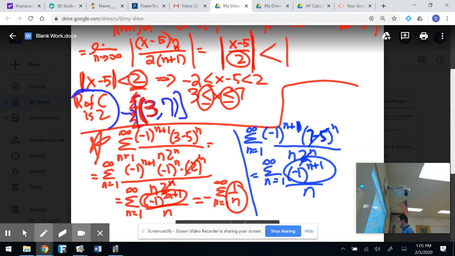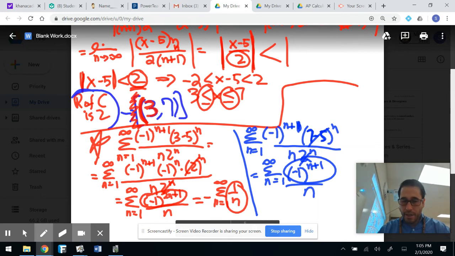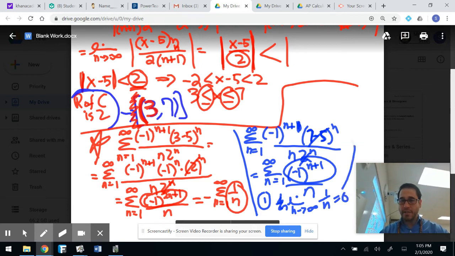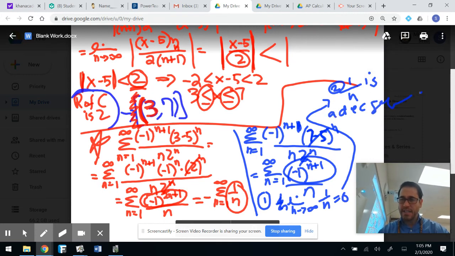How do we do that? Well, it's 2 steps. Remember, we throw out the alternator. If we throw out that alternator, we've got step 1, 1 over n. Does the limit as n approaches infinity of 1 over n equal 0? It does, so we're good to go. And then we have to check step 2: is 1 over n a decreasing sequence? And we said it is a decreasing sequence. Since it is, we know that this converges by the AST.